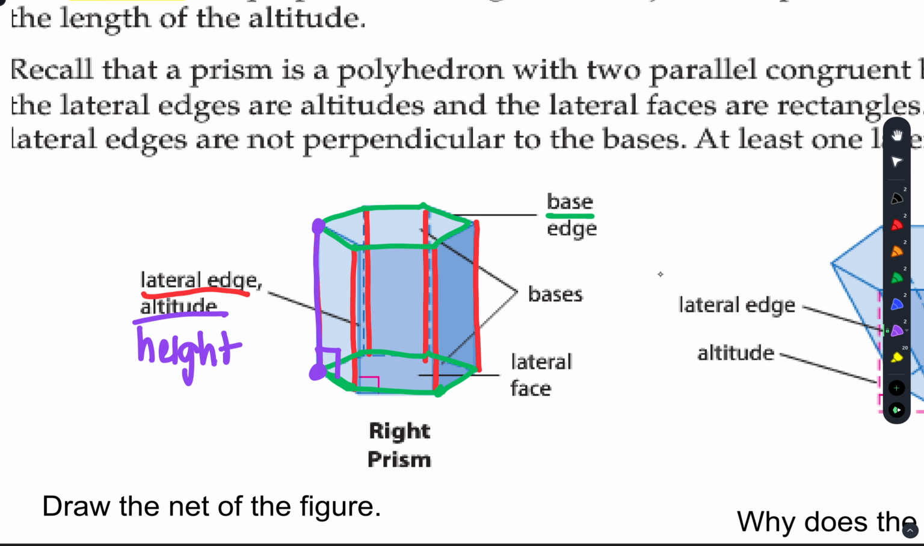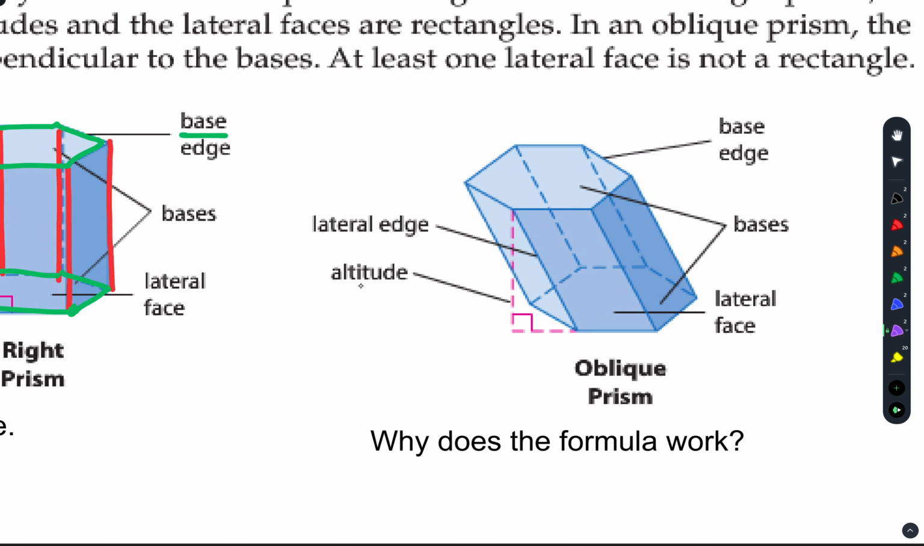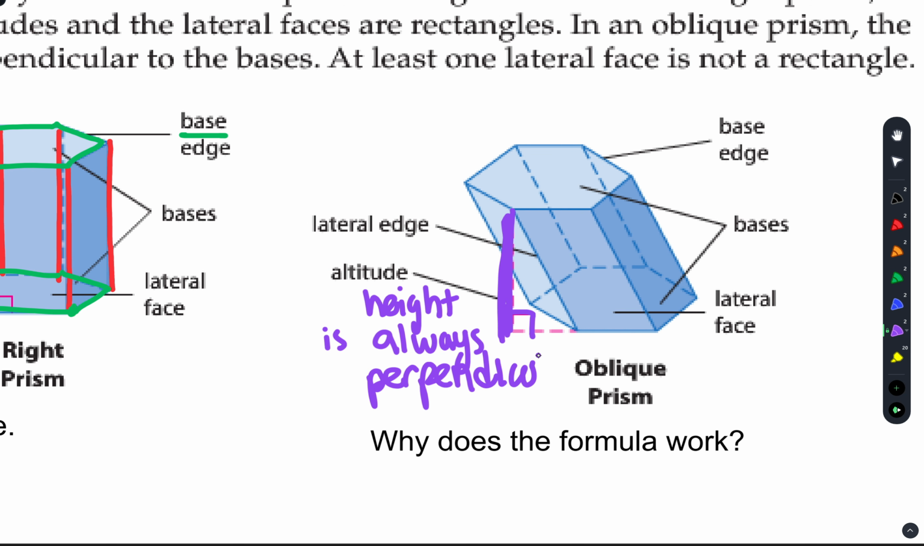So when I take a look at this, this is a right prism where it's standing upright. When I lean that shape over, it's called an oblique prism. Now, the altitude, aka the height, is different, because altitude and height are always going to be perpendicular to a base. And if those sides are slanted, obviously they're not perpendicular. So our altitude becomes a line outside of my shape, because height is always perpendicular.